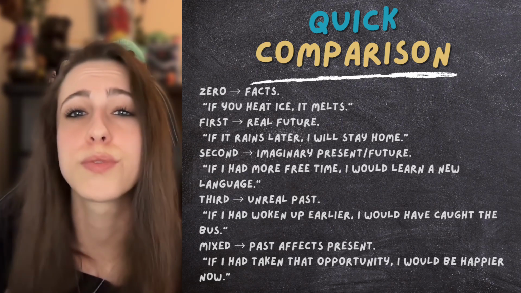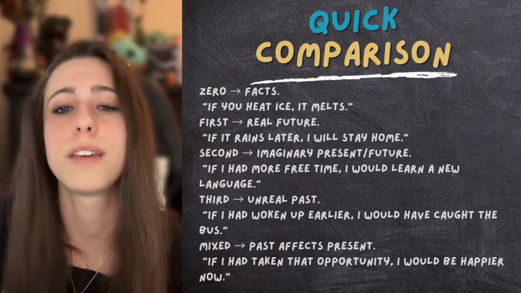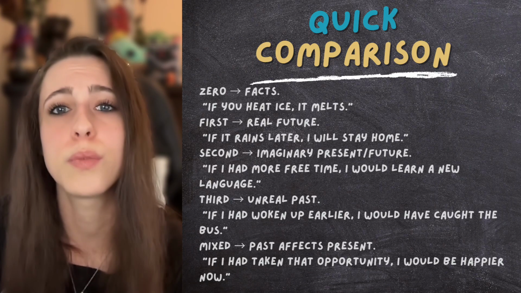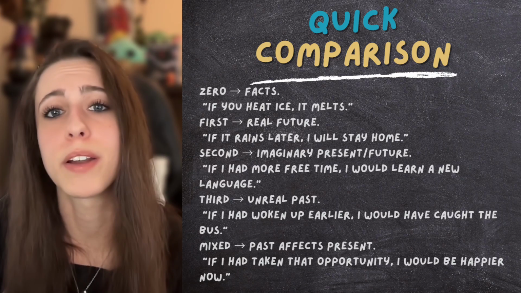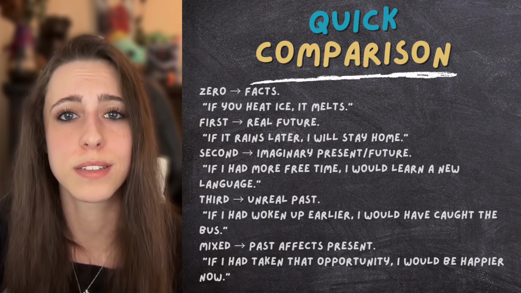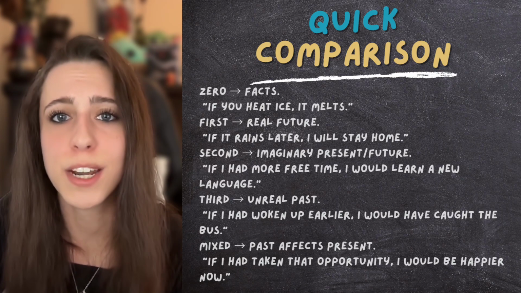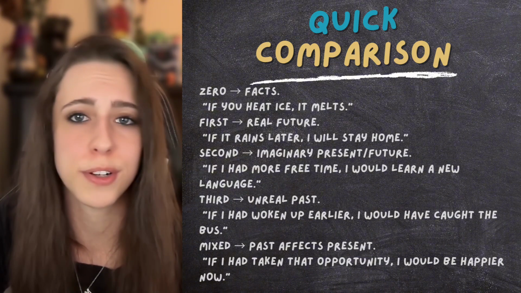Third conditional is for unreal past. If I had woken up earlier, I would have caught the bus. And for mixed tenses, it is about how the past affects the present. If I had taken that opportunity, I would be happier now.